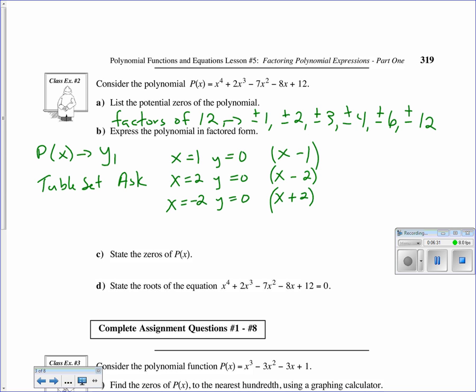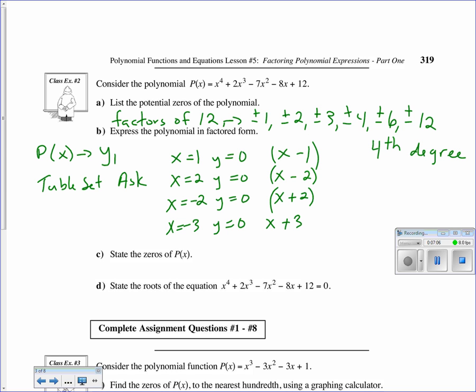Keep going. 3. 3 didn't work because it turned into 33. Negative 3 worked. X equals minus 3 made y equals 0, so that means x plus 3 is a factor. I should expect that my fourth degree equation has a maximum of 4 factors, and I found them all by using the factor and remainder theorem from last class.